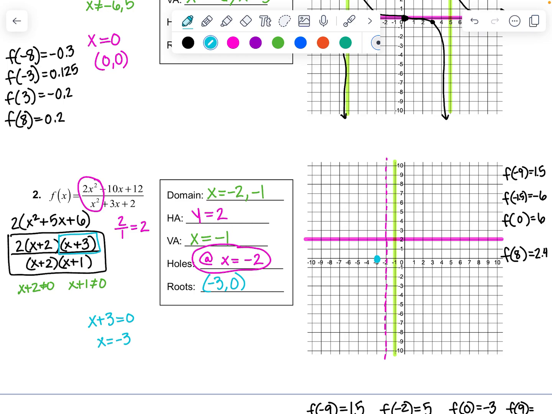So I already have some of my values off to the side here. I plugged in negative 9 all the way to the left. I plugged in negative 1.5 because it's really close to my vertical asymptote line. And that'll tell me kind of the direction that the line should be going. I plugged in 0 for my y-intercept. And I plugged in 8 to go farther to the right of the graph so I know what's happening there. So at negative 9, it was 1.5. At negative 1.5, it was negative 6. At 0, it was positive 6. And at 8, it is 2.4.